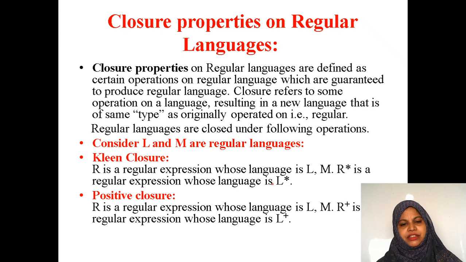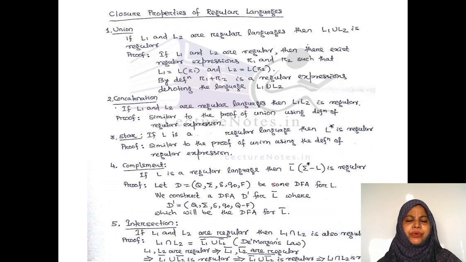So, this first one is the star closure, second one is the positive closure. These are the closure properties. Third closure property is union. Here for example, if L1 and L2 are two regular languages, then L1 union L2 is also a regular language.